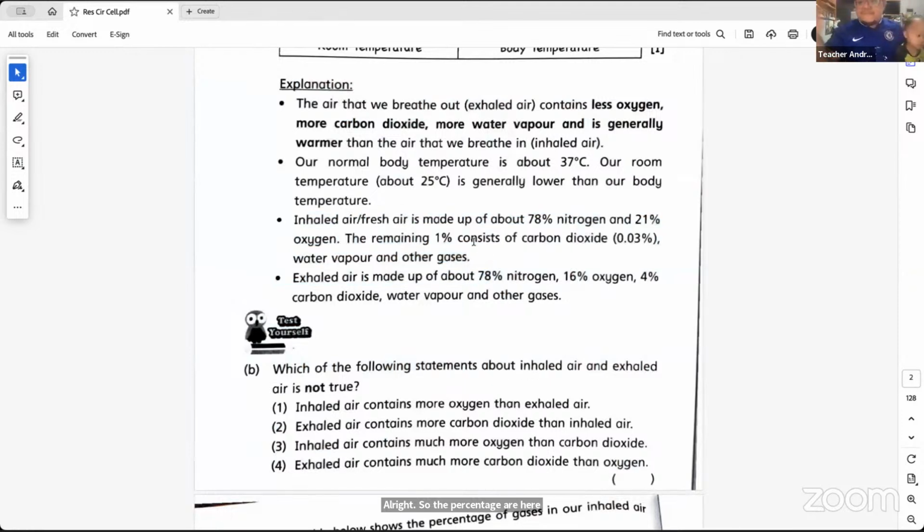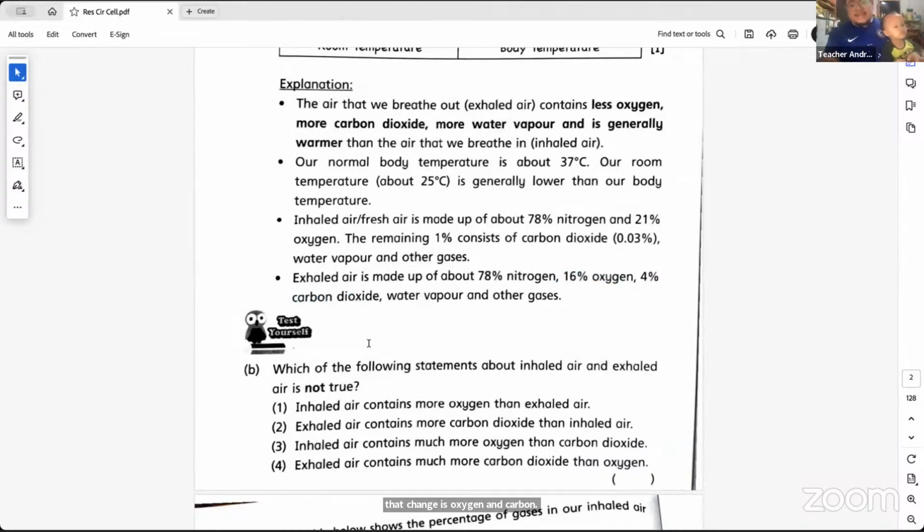So the air we breathe in is at room temperature and is 78% nitrogen, 21% oxygen, and the remaining 1% is carbon dioxide, water vapor and other gases. Whereas for exhaled air, nitrogen remains unchanged at 78%, oxygen is 16%, and carbon dioxide and the other gases are 4%. The only two components that change are oxygen and carbon dioxide.